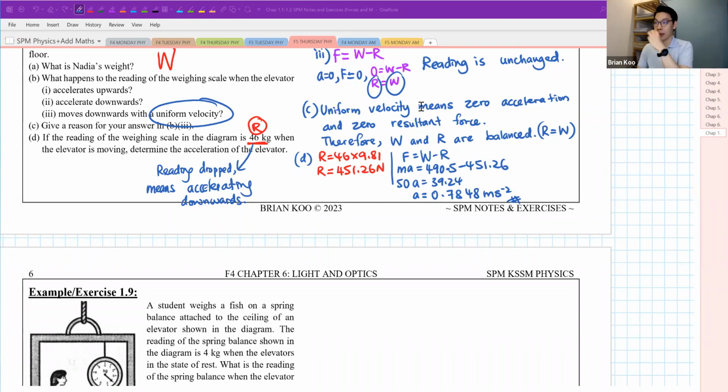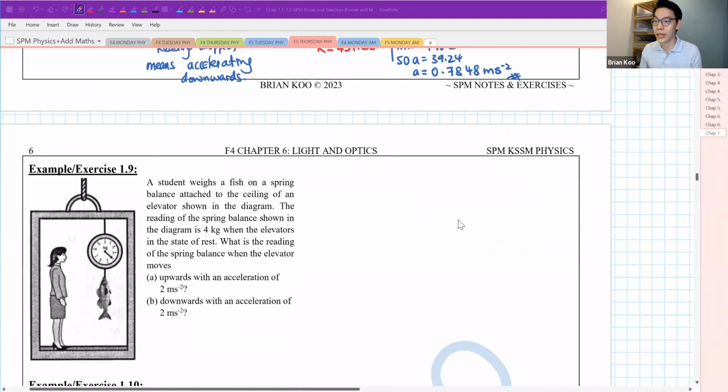And then when you're accelerating up, the whole elevator is going up so fast that your body is pressing onto the scale a little bit more. That's why the reading will increase when it's accelerating up. If you don't understand what I just said, it's all right. As long as you understand how to get the resultant force, then it's okay.